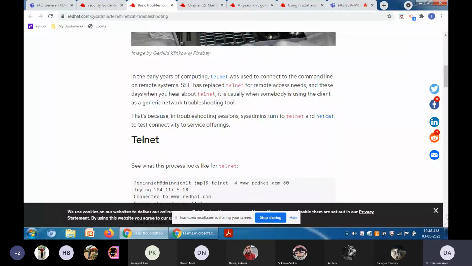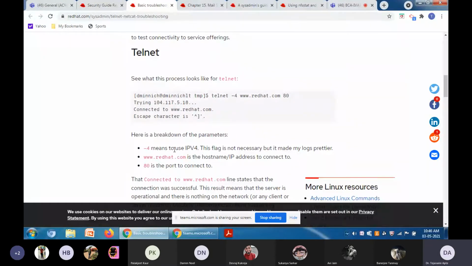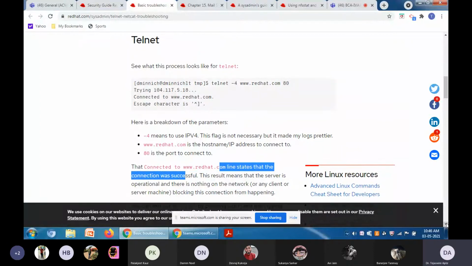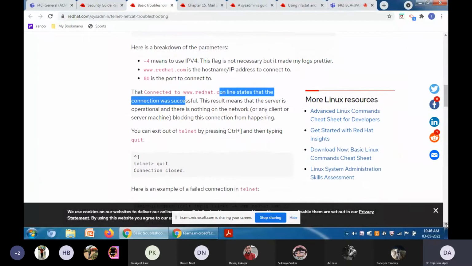So you can see right now how telnet is moving. telnet -4 means IPv4. www.redhat.com is a host name, whichever host you would like, and 80 is the port number. Trying this, I'm able to connect. The server is operational and there is nothing on the network blocking this connection from happening. You can exit out of telnet by pressing Control and then the square bracket. As simple as that.